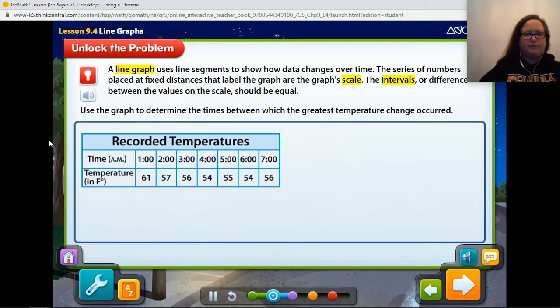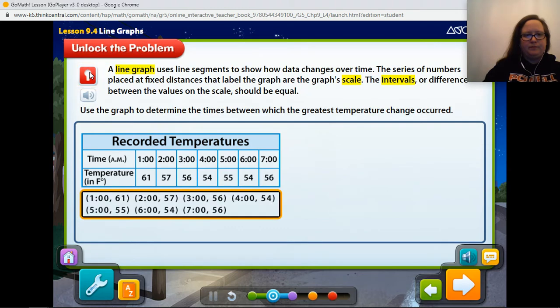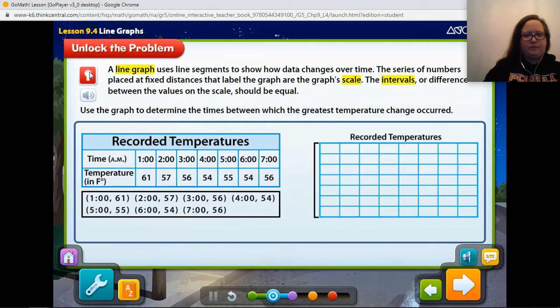Graph the data. Use the graph to determine the times between which the greatest temperature change occurred. Use the related data pairs in the recorded temperatures table to complete the problem. Let's unlock this problem. First, show the related data pairs in the table as ordered pairs. Next, complete the line graph.